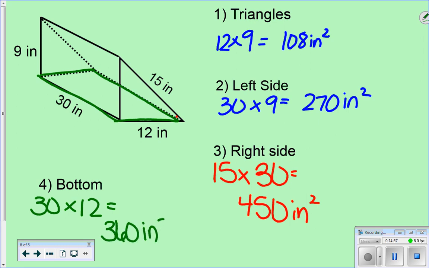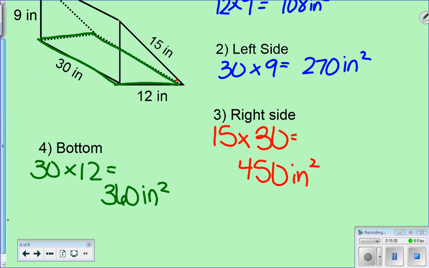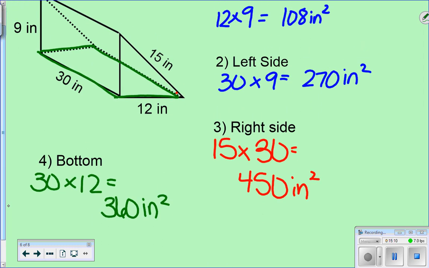Okay, so is that everything? I have two triangles in there. I have a front and back, and then I should have 3 other sides. That should be everything, right? Shouldn't have anything else. So now, guess what I gotta do with all these things? I gotta add them all together. What a pain in the butt.